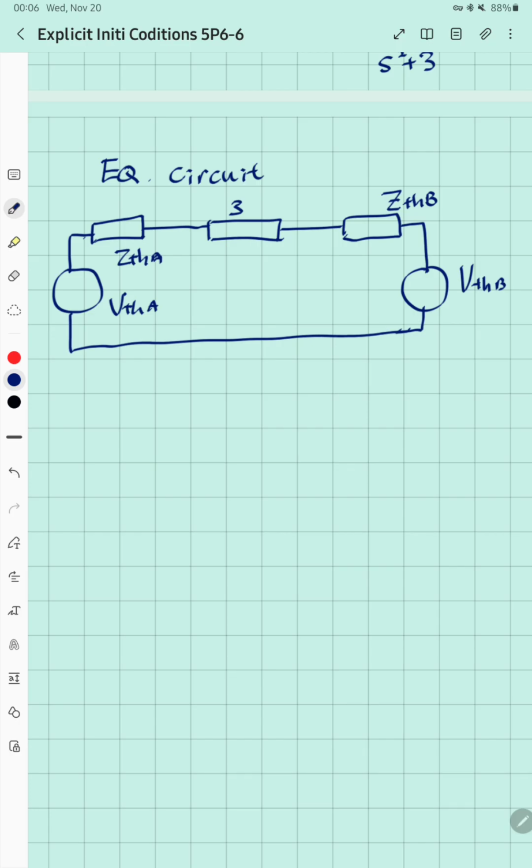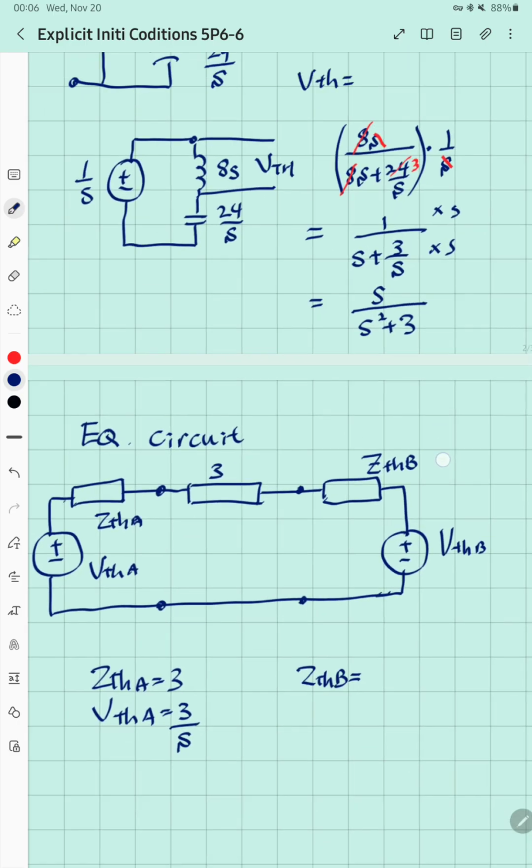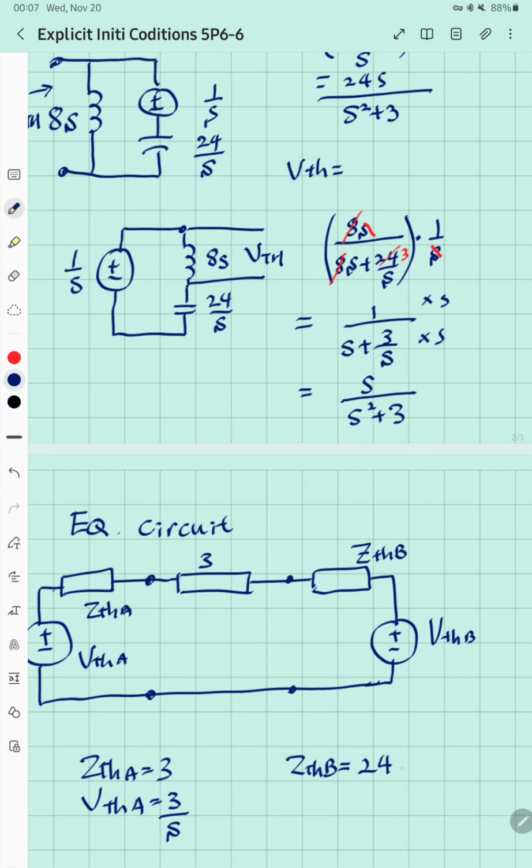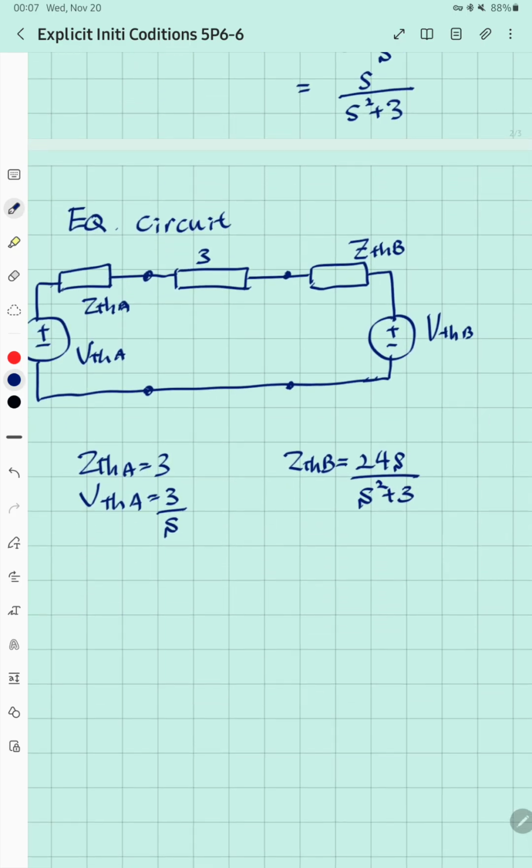So now from the picture we had Z Thevenin A was 3, V Thevenin A was 3 over s, that was plus minus, and Z Thevenin B side, we just had it calculated up here. That was 24s over s squared plus 3, and V Thevenin on B side was s over s squared plus 3.